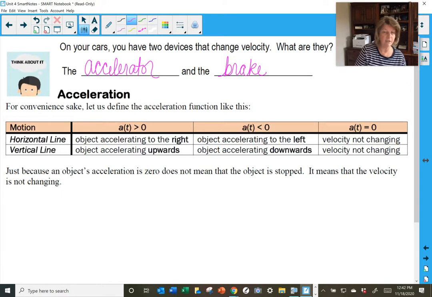Acceleration, let's talk about positive acceleration versus negative acceleration. So positive, if I put in some t value and my acceleration turns out to be greater than zero, then I know my object is accelerating to the right, or upwards, if that's the movement style. And then if it's negative, then the acceleration is towards the left or downwards. And if acceleration equals zero, that just means there's no change in velocity. So the velocity would be staying constant.